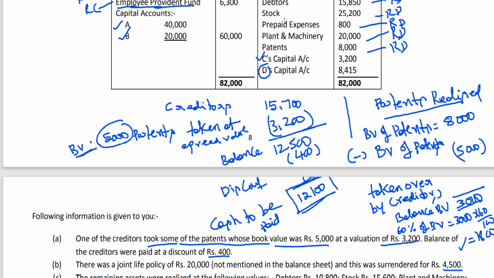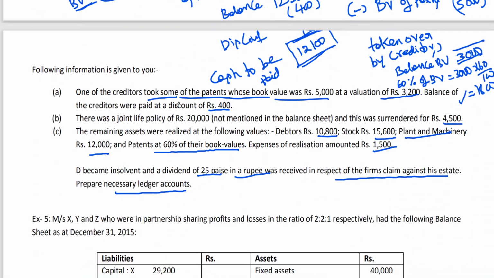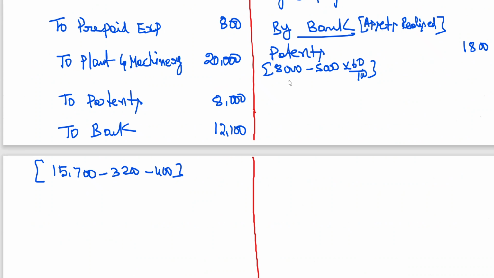Then next, how many assets are we having? You can see patents is completed. We are having debtors, stock, prepaid expenses, plant. Of course, prepaid expense he has not mentioned anything, so we are left with the debtors, stock, and plant and machinery. Here he has given. Also we got the joint life policy. Joint life policy not mentioned in the balance sheet was surrendered for 4,500. It is just like an unrecorded asset. Joint life policy surrender value, unrecorded asset realized. Bank account debit to realization. So let me write in the inner columns. Totaling will.